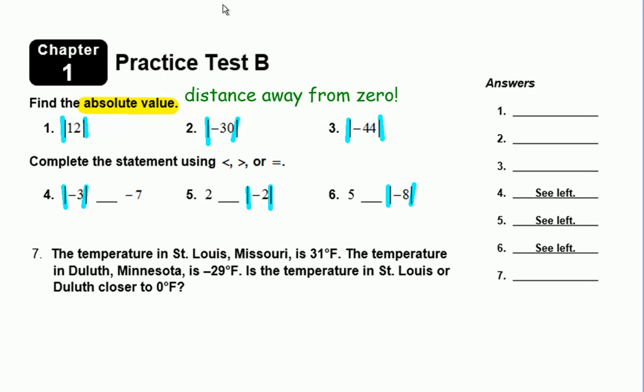And as we know, distance is always going to be a positive value. So if there is a negative number inside my parentheses, my answer will be positive. So number 1 is going to be 12. How far is 12 from 0? It's 12 units away. How far away is negative 30 from 0? It is 30 units away. How far away is negative 44 from 0? It is 44 units away.